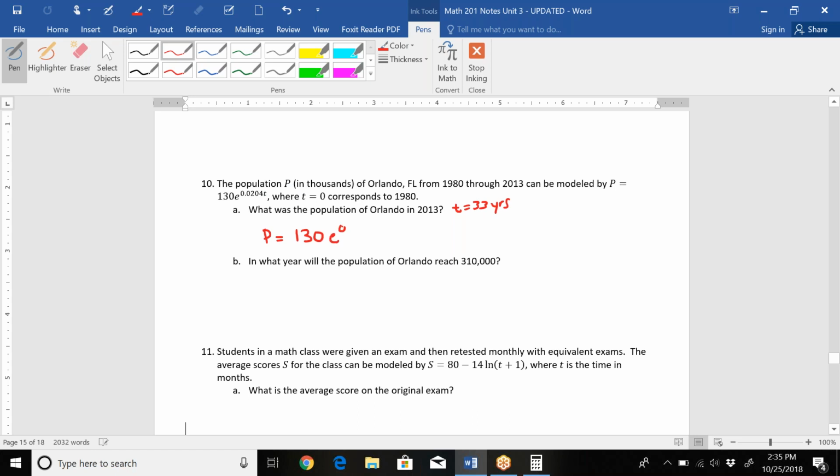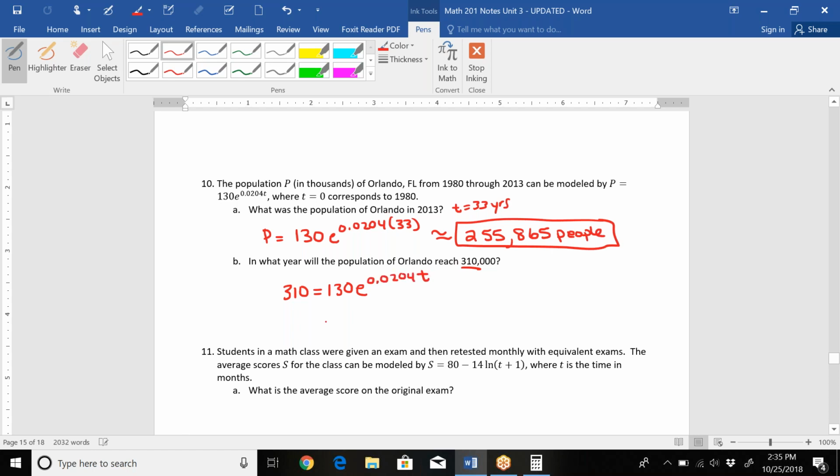So 130e to the 0.0204 times 33. And when I typed that in on my calculator, I got 255,865, since we're talking about whole people. Okay, then it says, in what year will the population reach 310,000? Now, when you plug it into the actual formula, notice 130 was standing for 130,000 because they told us it was in thousands. So we only need to use the 310 when we plug it in for P, because that's the thousands part.